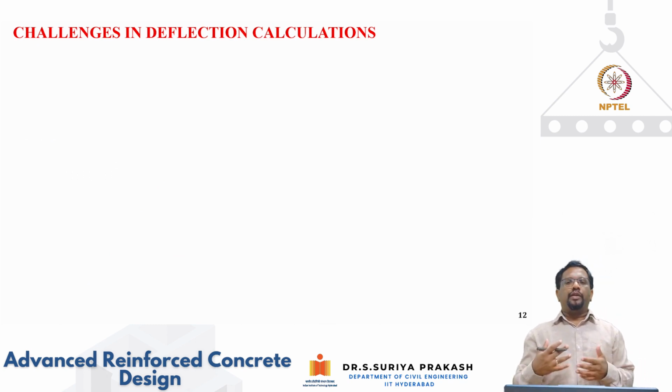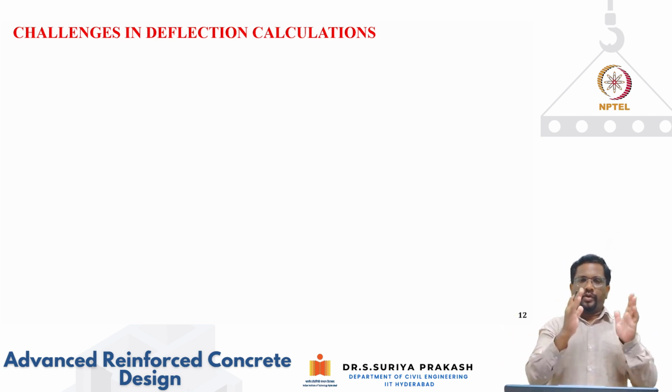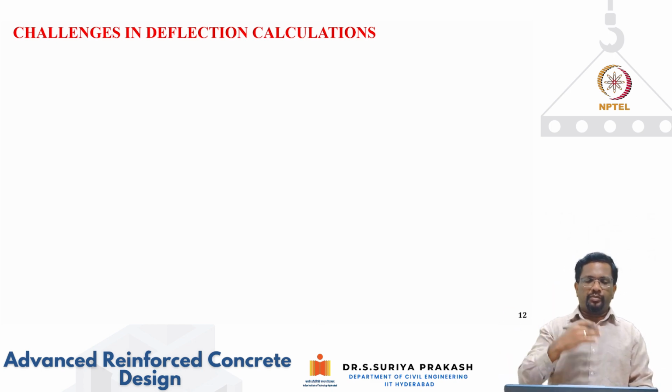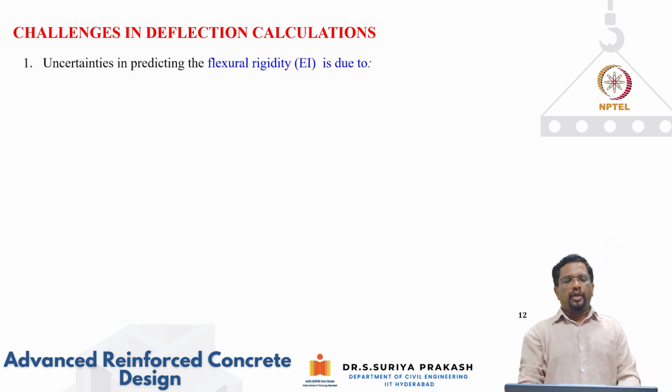Now, how do we calculate it, and what are the challenges encountered in calculation of deflections for reinforced concrete flexural members? The deflections we are looking at are majorly floor slab elements and flexural beam elements, right? We're not looking at lateral deflections of the frame. That is a separate topic in itself. We are looking, from a serviceability point of view, at the deflections in horizontal members.